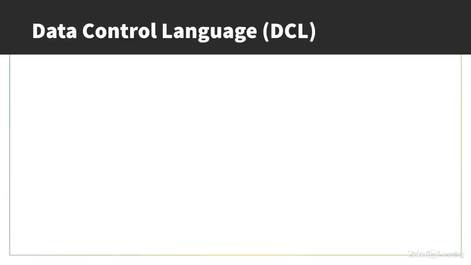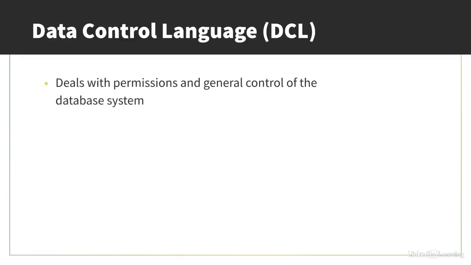Data control language, or DCL for short, deals with permissions and general control of the database system. Grant and revoke are the 2 DCL commands you'll commonly encounter.